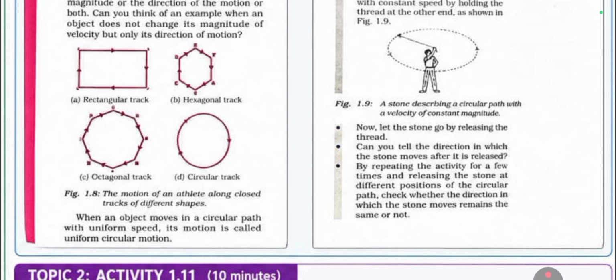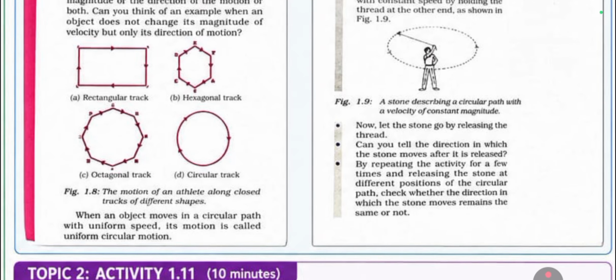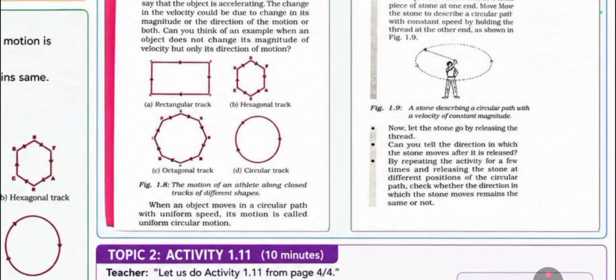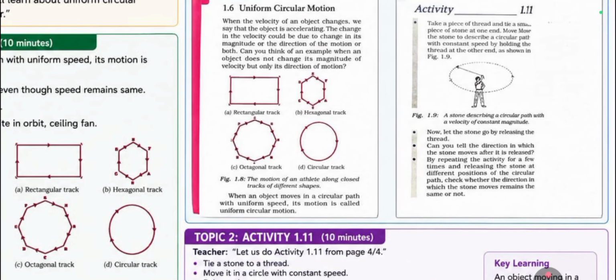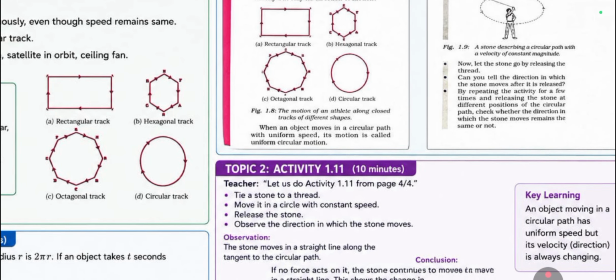By repeating the activity a few times and releasing the stone at different positions of the circular path, check whether the direction in which the stone moves remains the same or not. So here we have to move this thread thoroughly. It moves in a circular path. Okay, let us do the activity.